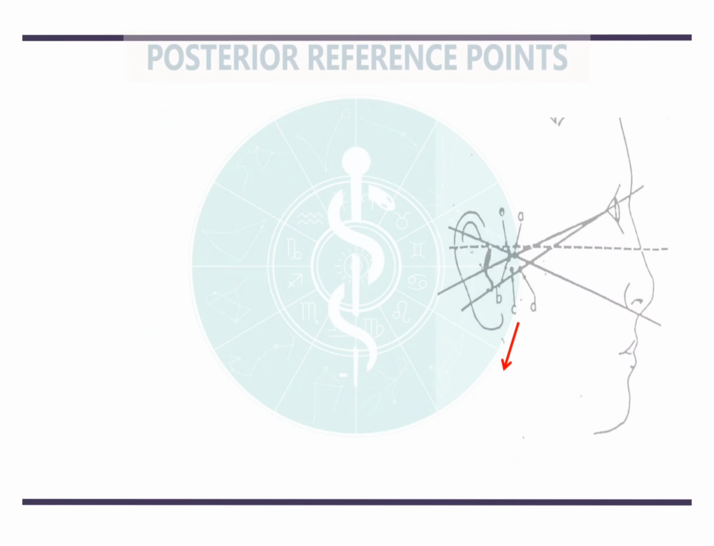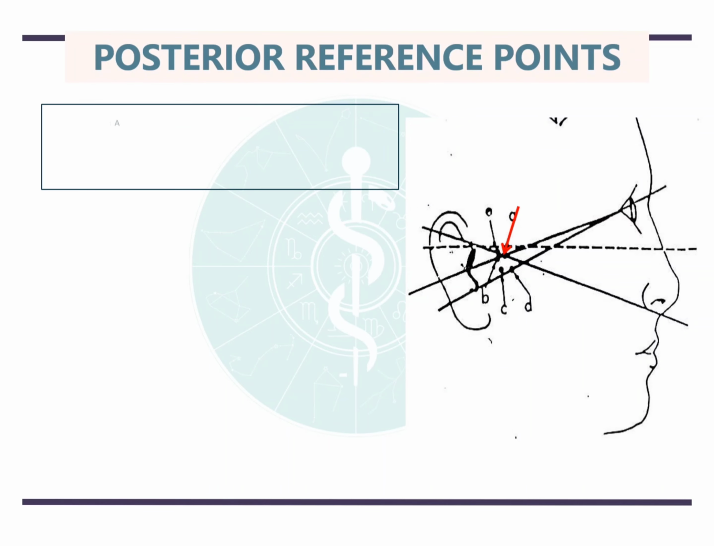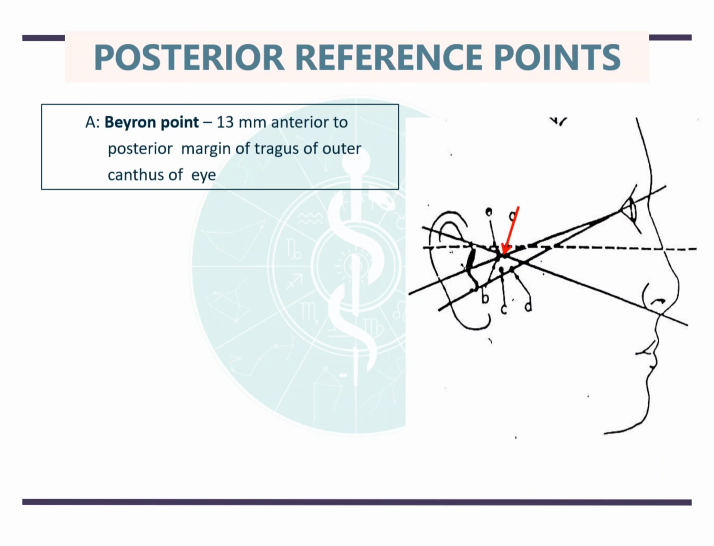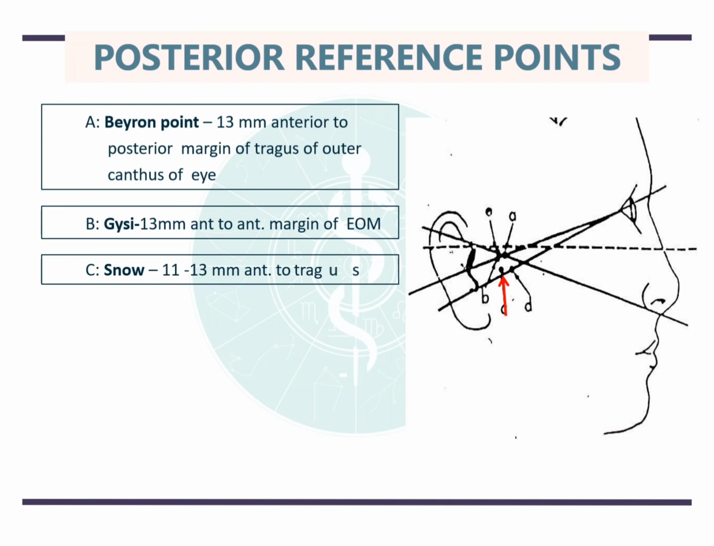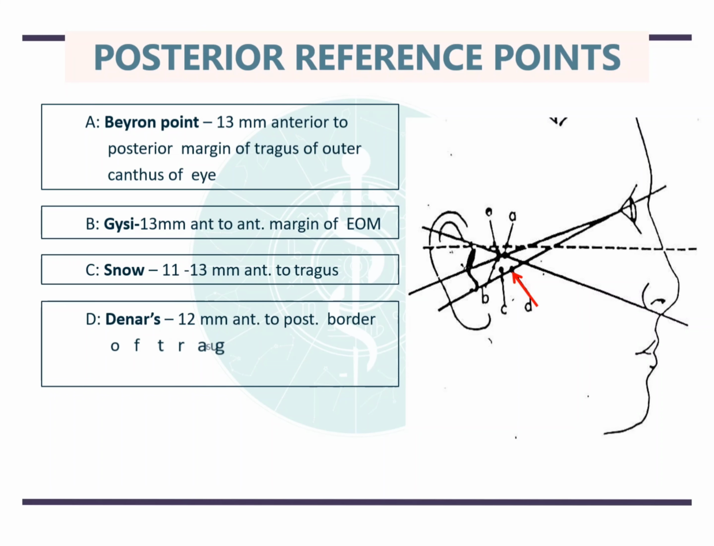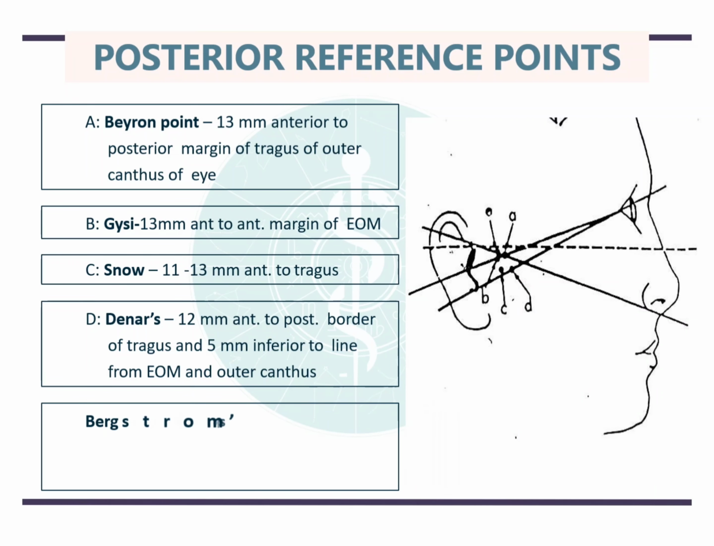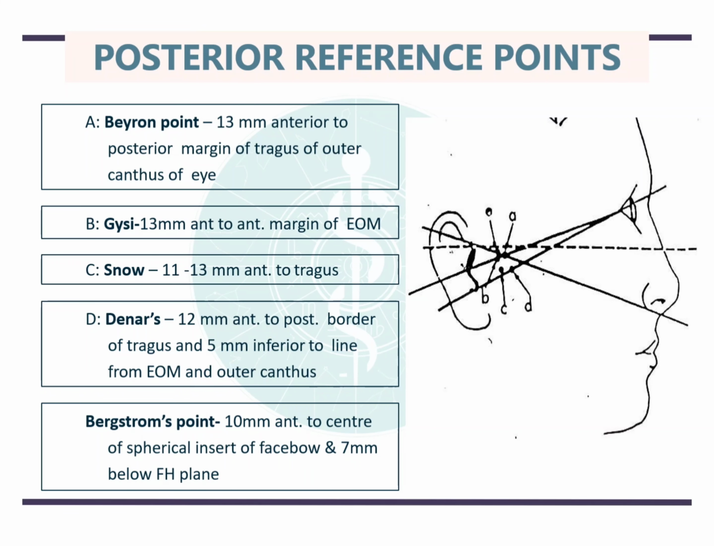The posterior reference points include: A, Beyron point, which is 13 mm anterior to the posterior margin of the tragus on a line to the outer canthus of the eye. B is Gysi's point, 13 mm anterior to the anterior margin of the external auditory meatus. C is Snow's, which is 11 to 13 mm anterior to the tragus. D is Denar's, 12 mm anterior to the posterior border of the tragus and 5 mm inferior to a line drawn from the EOM and outer canthus. Last is Bergstrom's point, 10 mm anterior to the center of the spherical insert of the facebow and 7 mm below the FH plane.